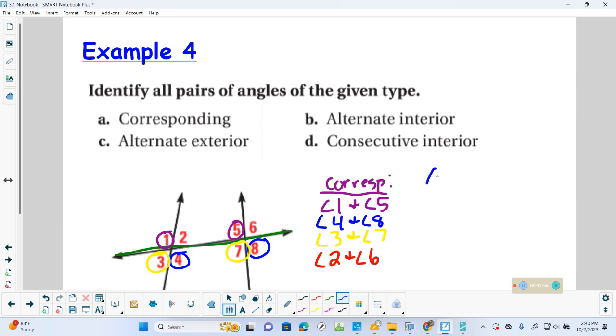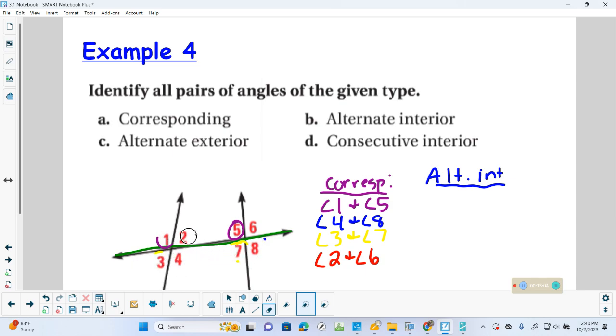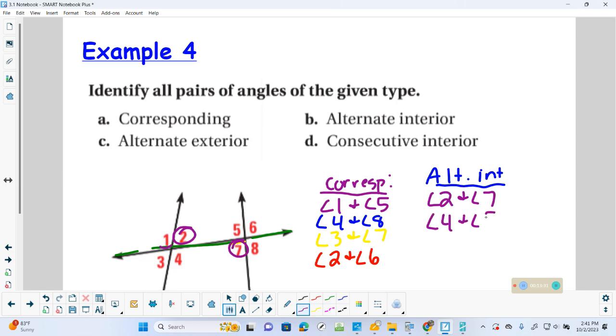Okay, let's do B, alternate interior. Not quite as many. Let me erase all my little drawings here. All the different colors getting crazy on us. Okay. Alternate interior, I'm going to give you half of it. So what about 2? What's alternate interior to 2? 2 and 7. There was only one other pair of alternate interiors. What are they? 4 and 5. Does it matter if I say 5 and 4 versus 4 and 5? Nah, who cares? Just add them both. You guys know.